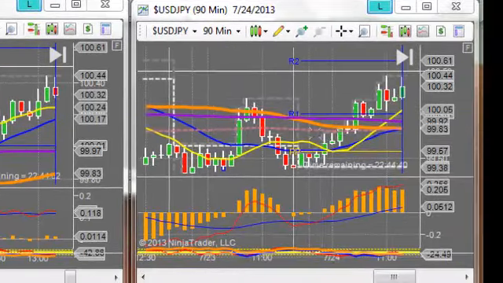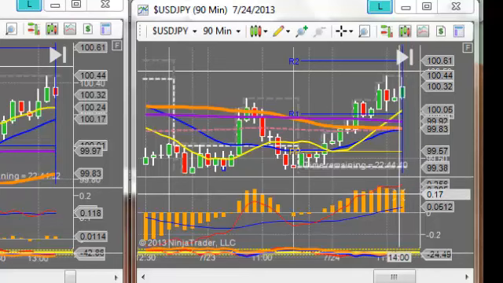If I go to a deeper time frame chart, in this case a 90-minute chart, you can see the double top is still there. Obviously, price action is price action no matter what the time frame, but look at that power. There's tons of power there.